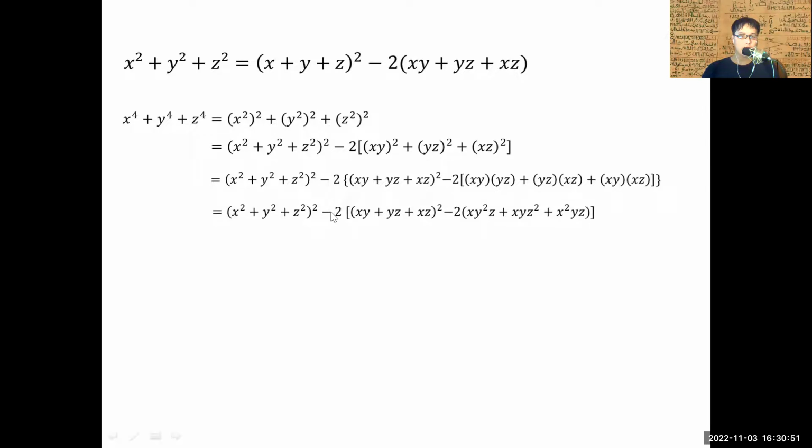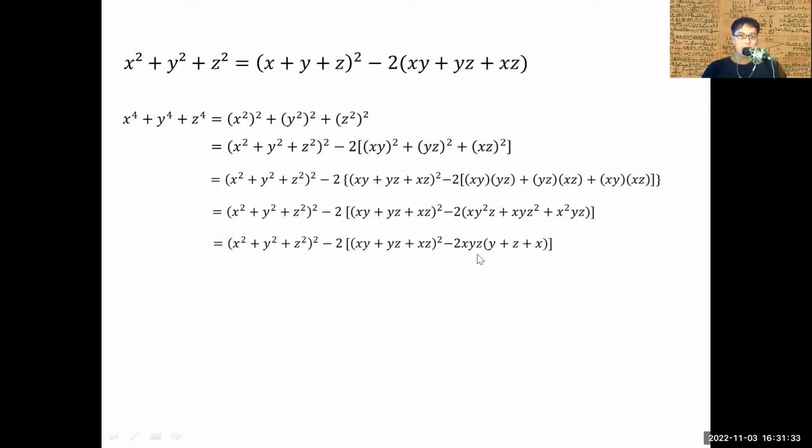The next step, same thing: this one I do not touch, this one I do not touch, and this one I also do not touch. The minus 2 stays as minus 2. Now, looking at this chunk, xy times yz plus yz times xz plus xy times xz, I'm going to multiply them together. Multiplying xy and yz, I get xy squared z. Over here, yz times xz gives xyz squared. Over here, I will get x squared yz. I hope you can see what I meant. I just multiply them together.